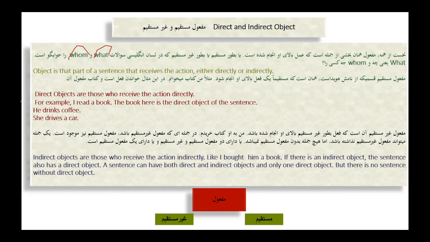Here are some examples of direct objects. Let's review all these examples, then we'll go into the details. Direct objects are those that receive the action directly, right? For example, I read a book. The book here is the direct object of the sentence, right? Or he drinks coffee. She drives a car.